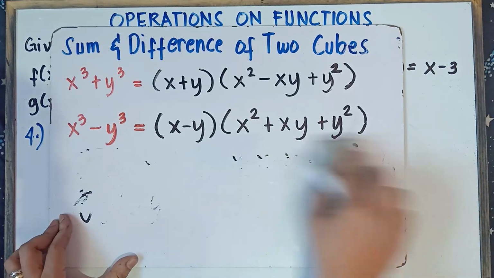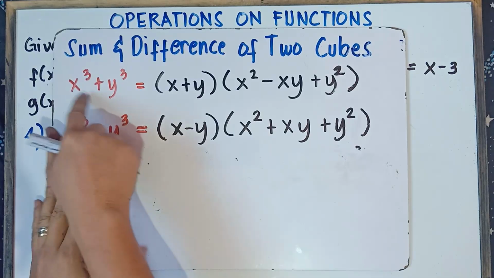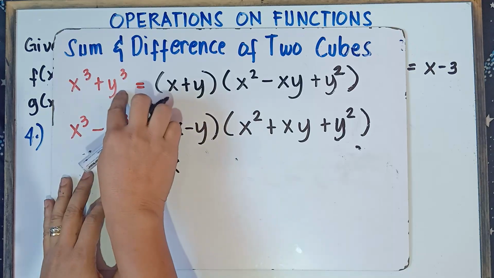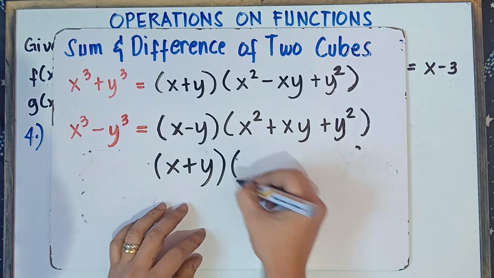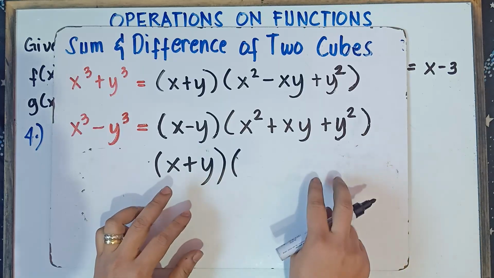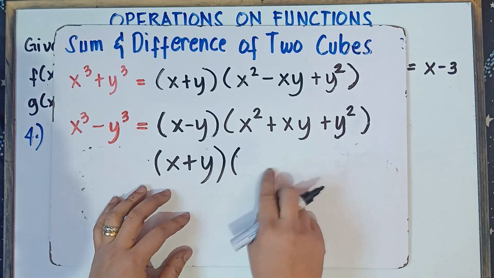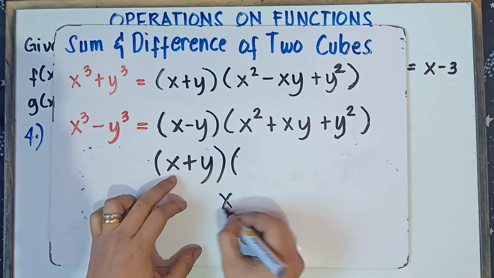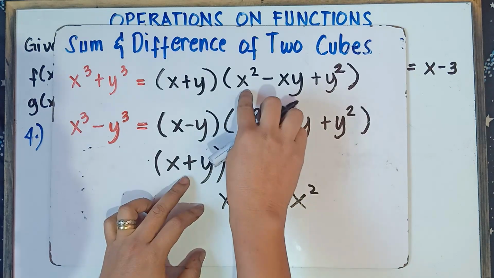Once again, class, I hope you're not confused. If you have the sum of two cubes, get the cube root of the first term, that would be x. Get the cube root of the second term, that would be y. Simply copy the plus sign. Now, your second factor, class, your first factor will be your guide. Now, the question is, how will you get the second factor? Simply get the square of the first term, x times x, that would be x squared. That's why we have x squared.